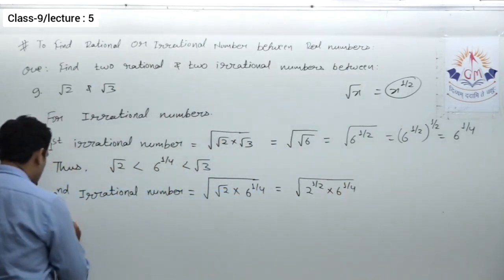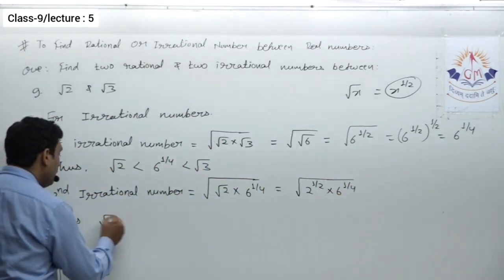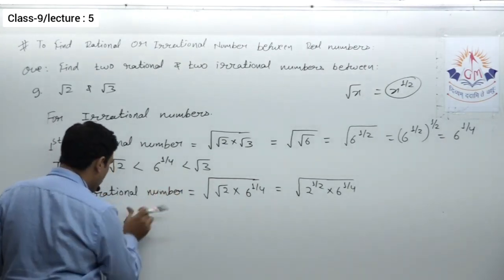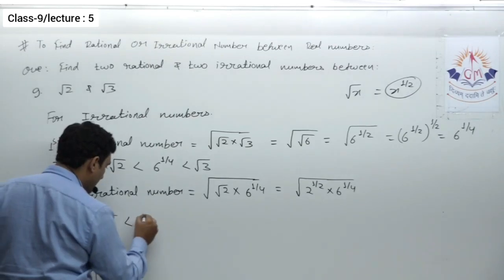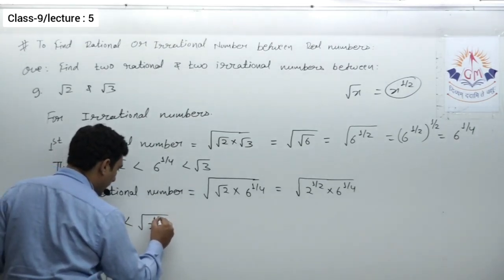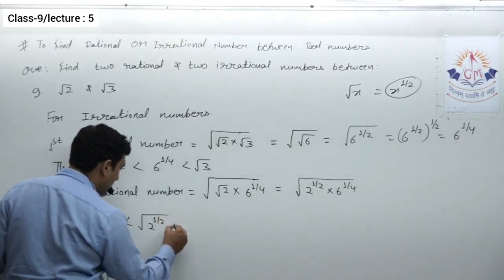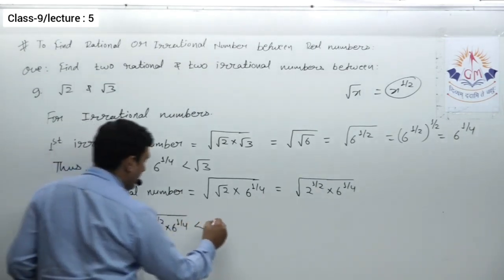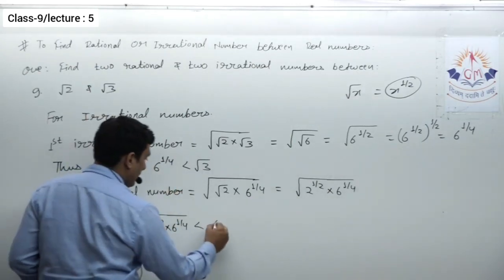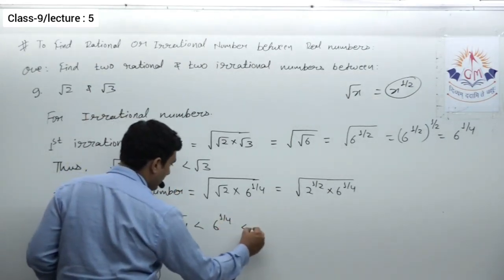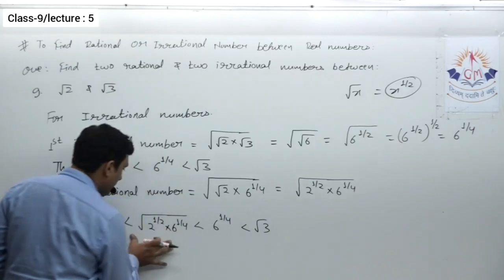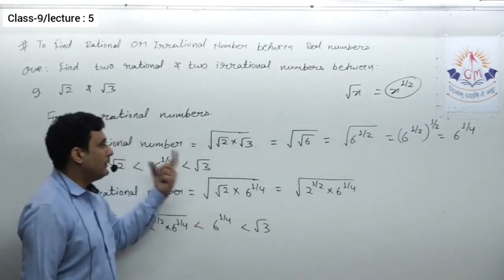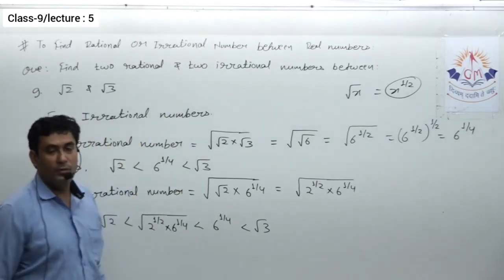So thus I can say root 2 is less than, as I obtain the number between these two, so over here I should write 2 raised to 1 by 2 into 6 raised to 1 by 4, and this is less than 6 raised to 1 by 4, and this is less than root 3. So these two are the required irrational numbers between the given set of numbers.